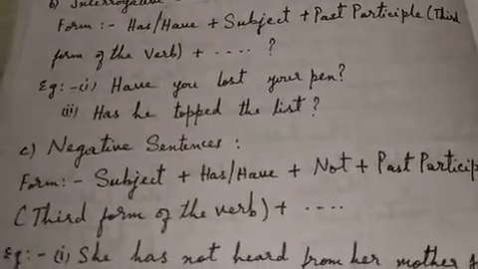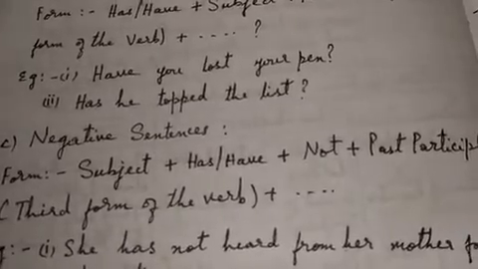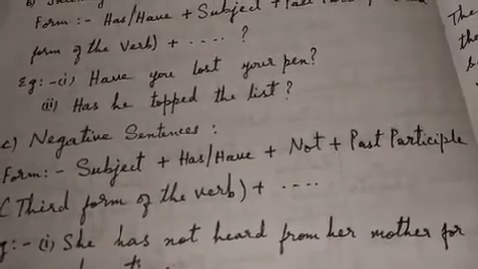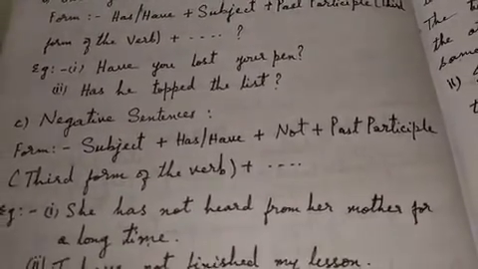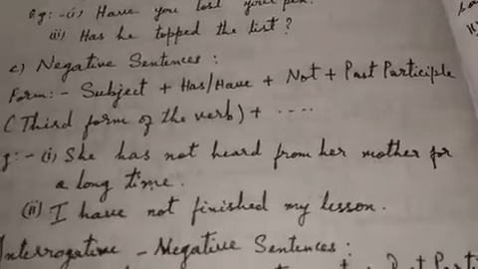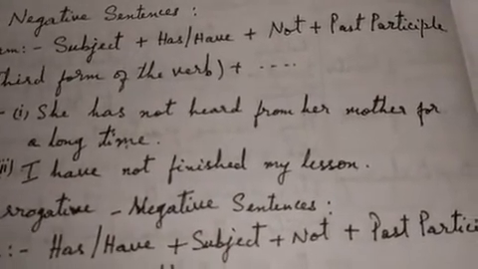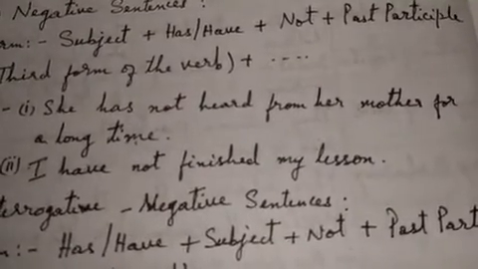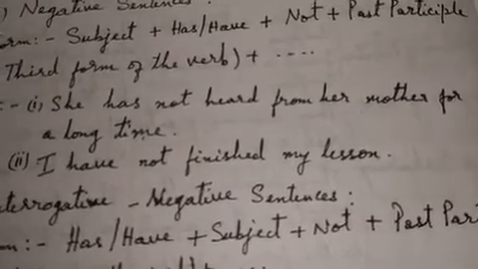Negative sentences, here we start with the subject plus has or have plus not. We all know a negative sentence should use a not or never, and the past participle, which is the third form of the verb. Here the examples are, she has not heard from her mother for a long time. Example number 2, I have not finished my lesson.